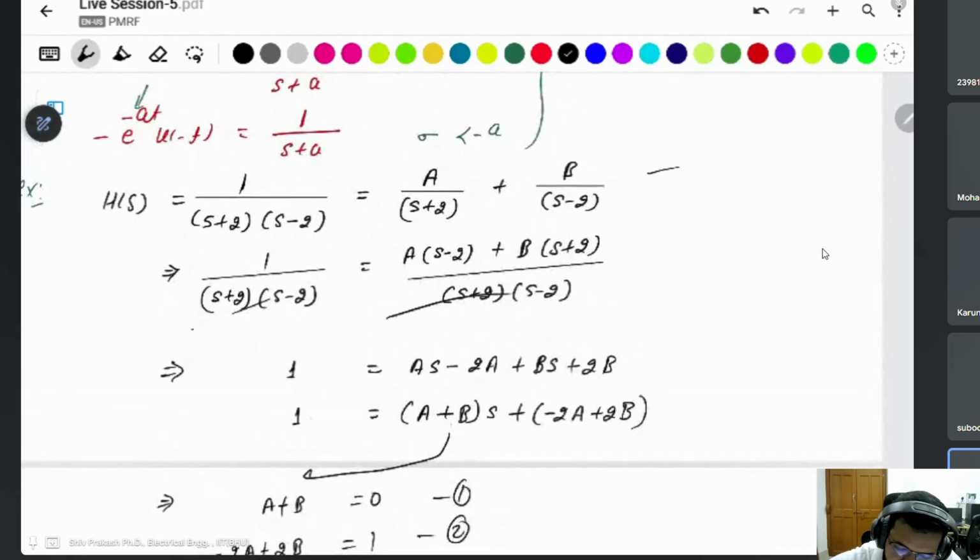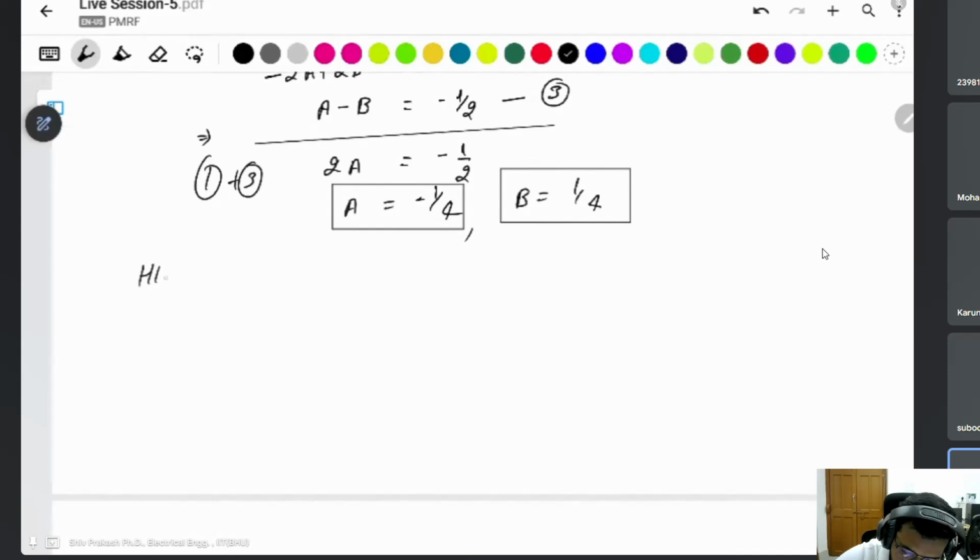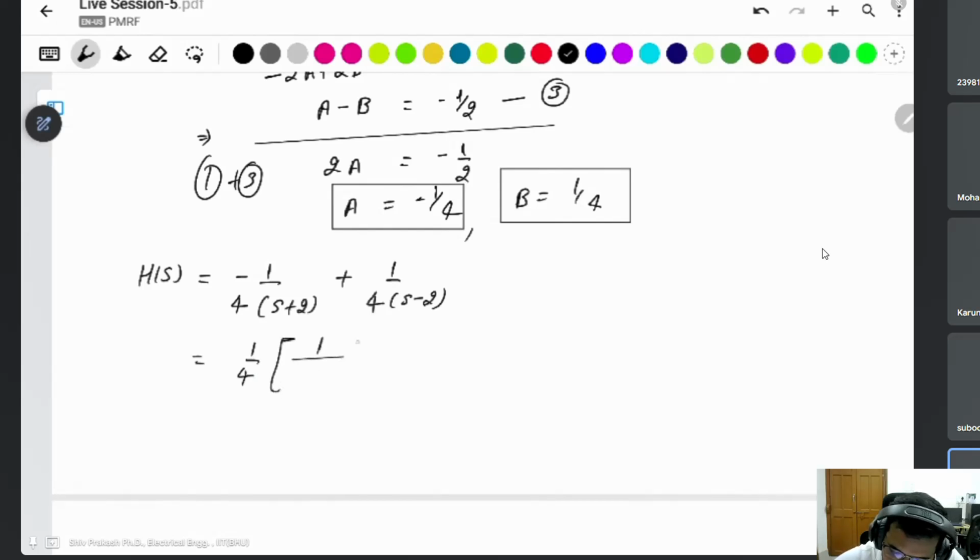Okay, then find the H(s). Minus 1 by 4 (s plus 2) plus 1 by 4 (s minus 2). Take 1 by 4 common. Write this one first, s minus 2, then minus of 1 (s plus 2). This is the Laplace transform after partial fraction.